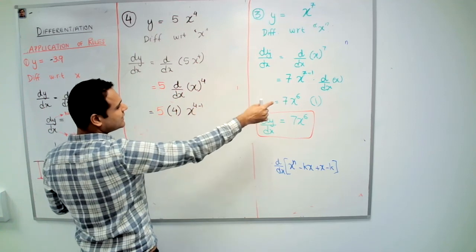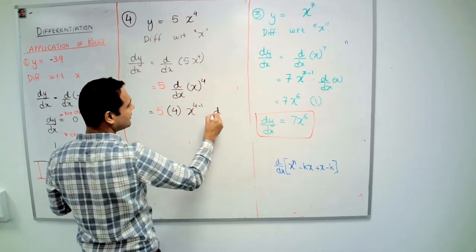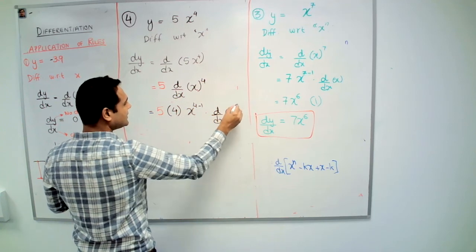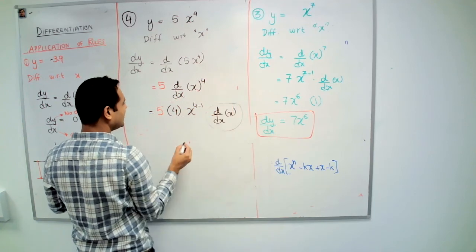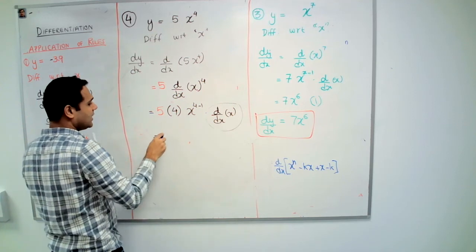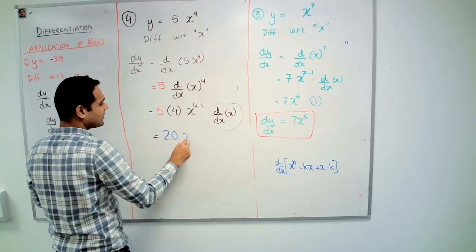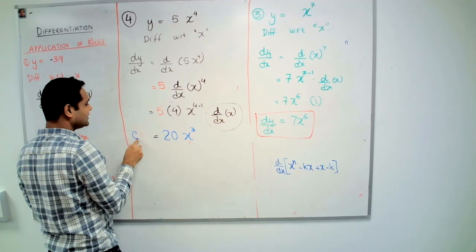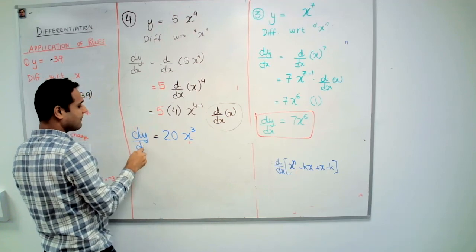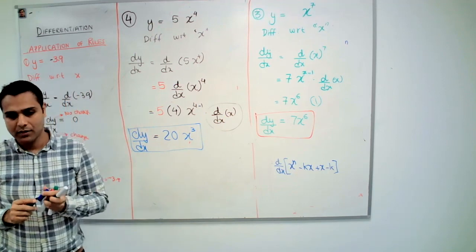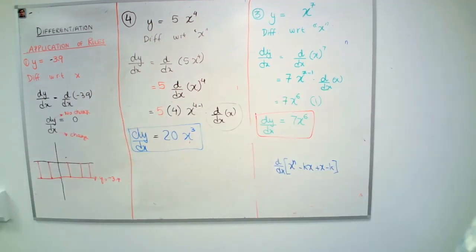I don't even have to write dx over dx, but I'm still going to do it just so you know. This thing is actually a 1. 5 times 4 is 20. I got 20, and then I got x cubed. This is 1, I don't have to write 1. So that's the answer. Okay, that's it.